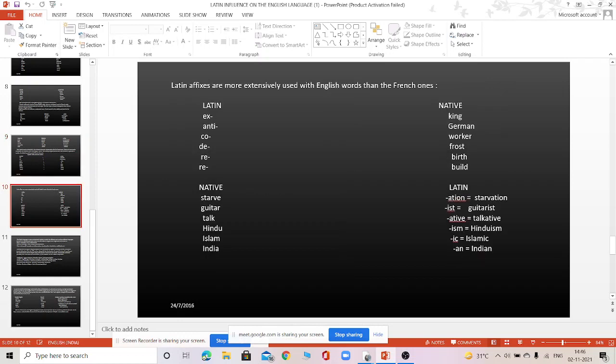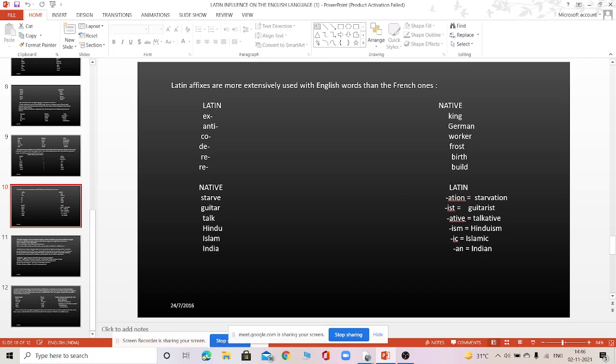Next slide. Latin affixes are more extensively used with Latin words than with French words. Latin and native, where native means English here. Ex plus king, ex-king, so a former king. He is not the present king, but the former king.